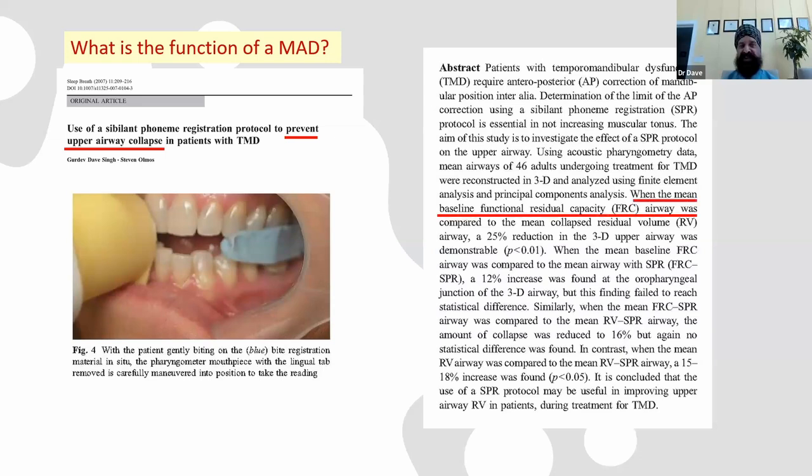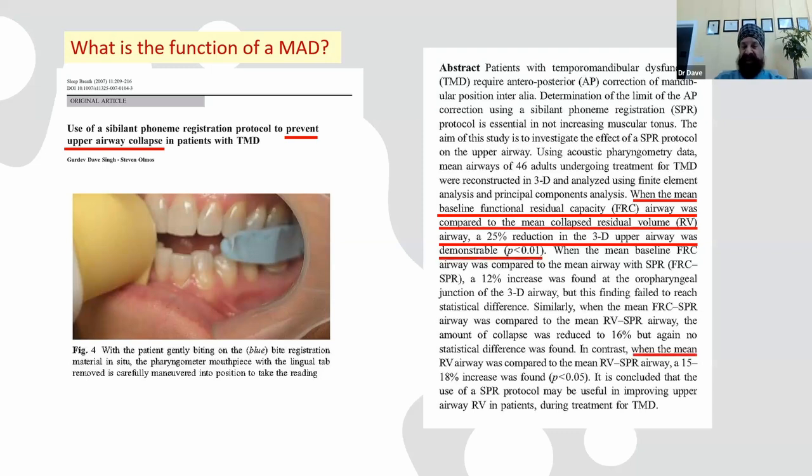And we measured the airway at the functional residual capacity, and then we asked the patient to breathe out completely, to the residual volume. And you can see that when they do that, there's a 25% reduction in the volume of the airway when they have the residual volume compared to baseline. Now we do the same thing, except the patient now is in the phonetic position. They are in the sibilant phone registration position.